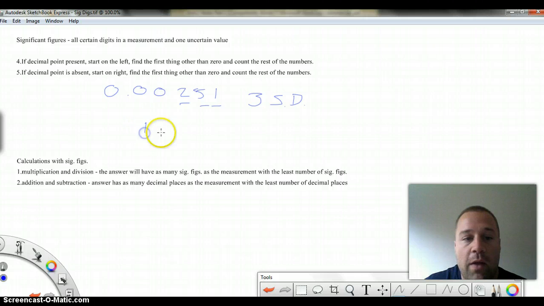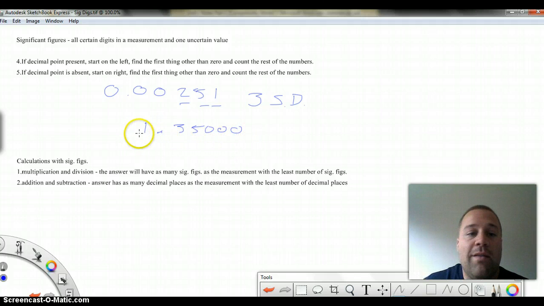So if you have something like 1.35000 and they just keep on going, decimal point present, you start on the left-hand side, 1, first thing other than 0. So there's 1, 2, 3, 4, 5, 6 significant digits.